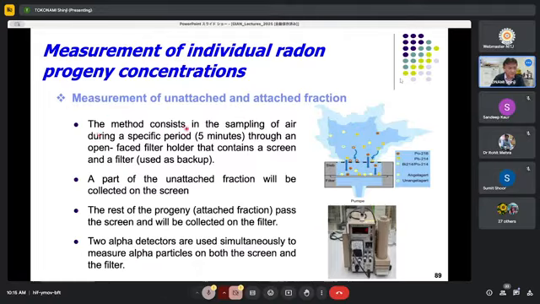The method consists in the sampling of air during a specific period, for example 5 minutes, through an open-faced filter holder that contains a screen and a filter. The filter was used as a backup. A part of the unattached fraction will be collected on the wire screen. The rest of the progeny, namely attached fraction, pass the screen and will be collected on the filter.